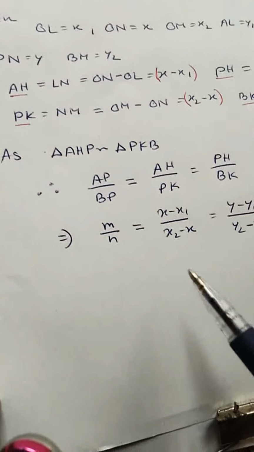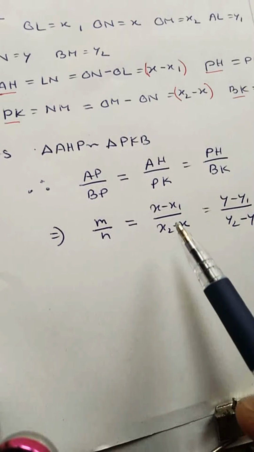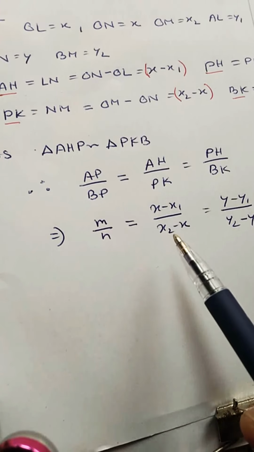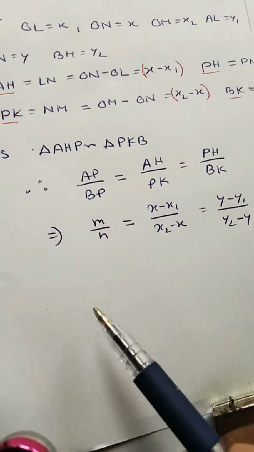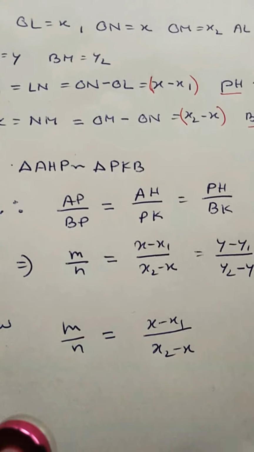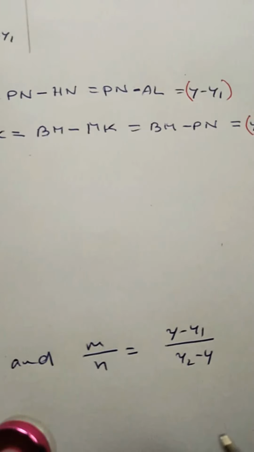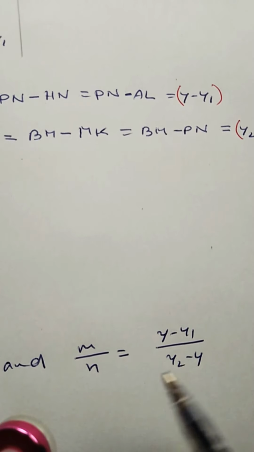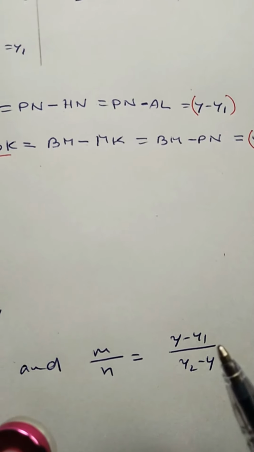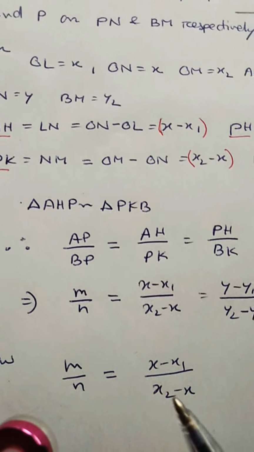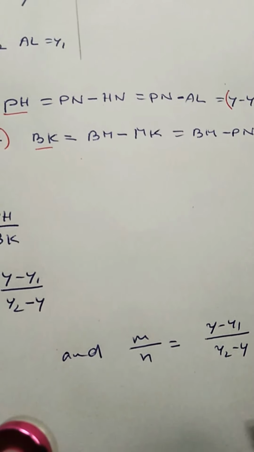Now after this relation we can segregate it into two parts. m by n equals x minus x1 by x2 minus x, and m by n equals this second part. So let us segregate this. This will be one part, and the second part is m by n equals y minus y1 by y2 minus y. Now we will cross multiply both these relations, and from the first relation we will get the value of x, and from the second relation we will get the value of y. So let us see.